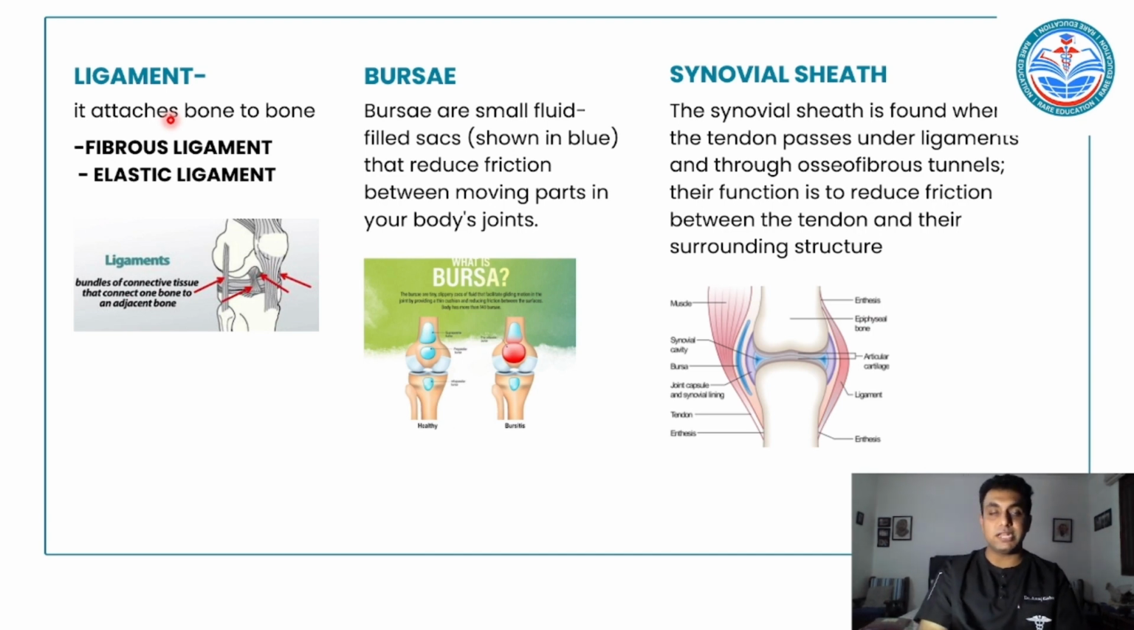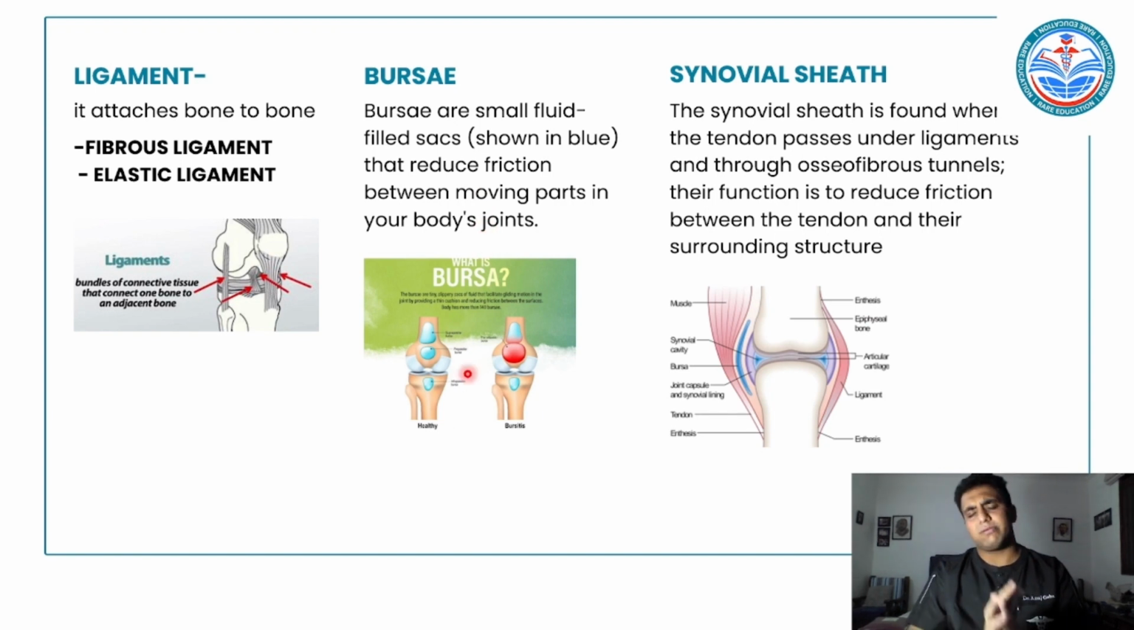So do not make that silly mistake. Ligaments can be of two types: a fibrous ligament or an elastic ligament, depending on the nature of the ligament. Now, bursa or a bursa, whatever you like to pronounce it, that's fine. A bursa is a small fluid-filled sac that reduces the friction between the moving joint and your body's joint.